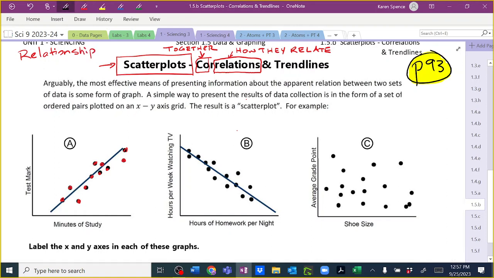I'm going to use the abbreviation BW. What do you think I mean by that? BW means between. Between two variables.